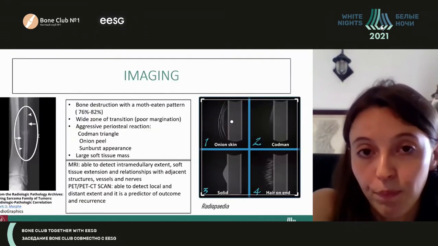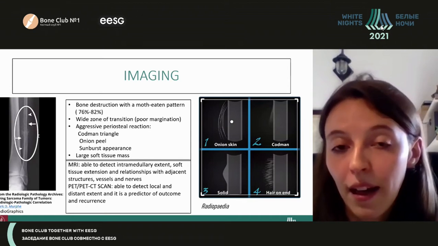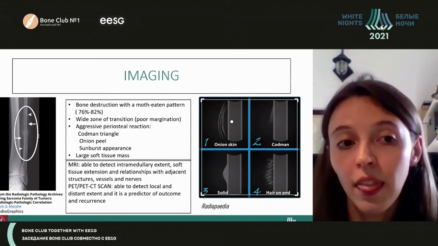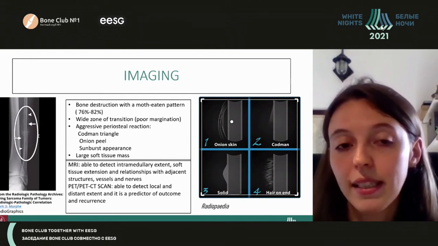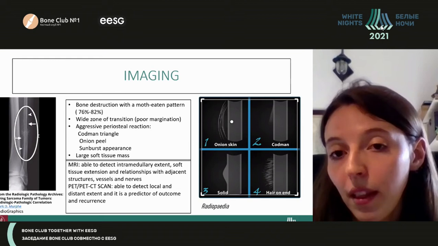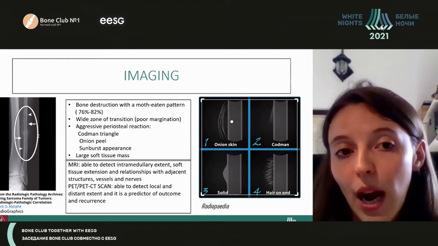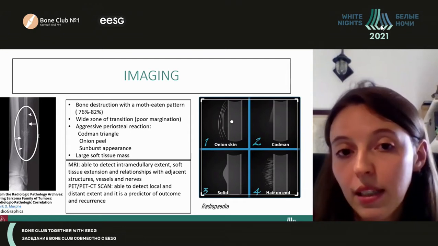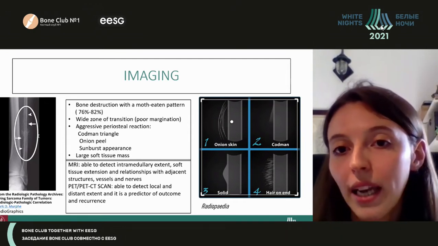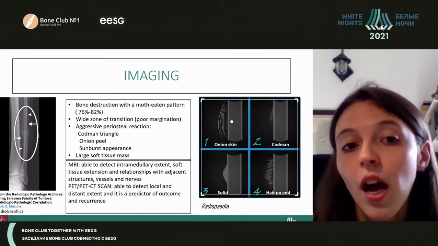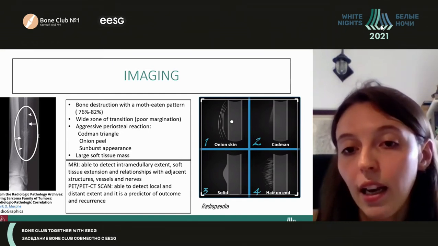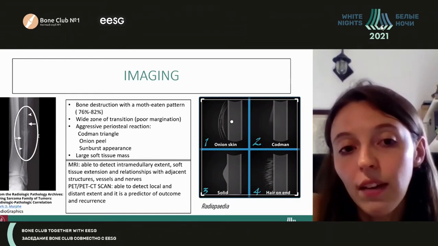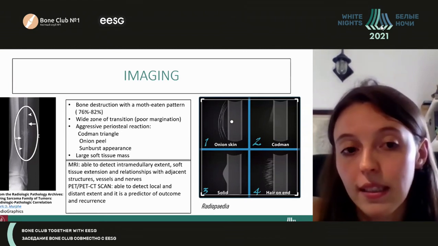For the diagnostic path, it is fundamental to start with an X-ray. In fact, it has some peculiarities, like the moth-eaten pattern, which is characterized by small holes in the bone. And since it's quite an aggressive neoplasia, we can see also an intense periosteal reaction, which manifests with a typical Codman triangle or an onion skin aspect, or even with a sunburst appearance.